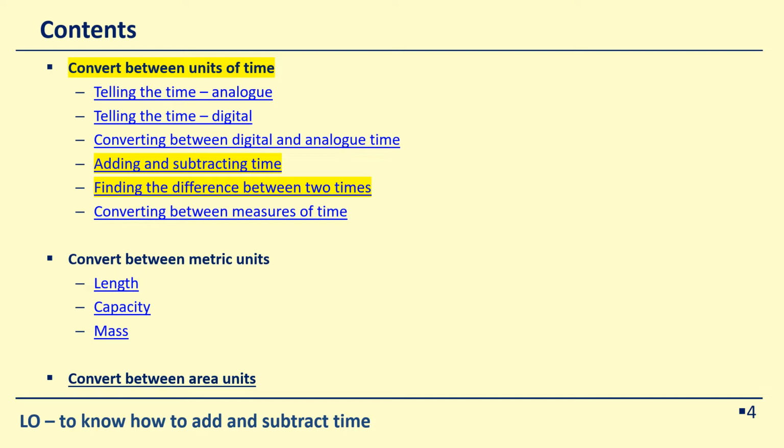Convert between units of time. So we're still on time. This time we're adding and subtracting time, and we're finding the difference between two times.